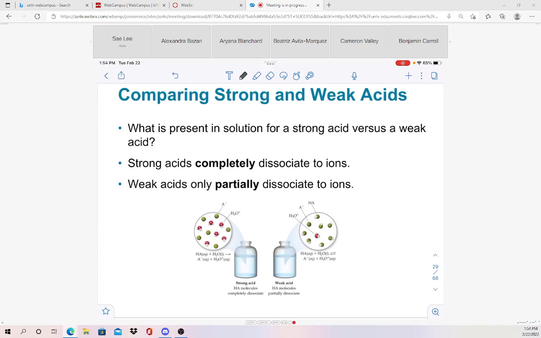So to compare strong acids versus weak acids, the major difference is that strong acids completely dissociate to ions. Strong acids such as hydrochloric acid in water will completely dissociate into proton and chloride ions, and they will stay this way.